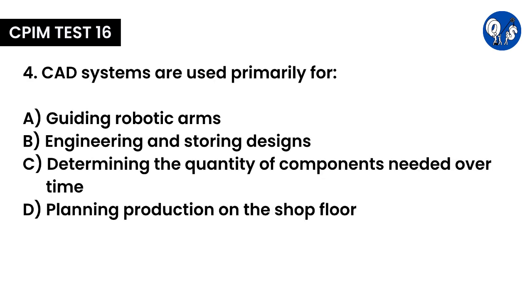Question number 4. CAD systems are used primarily for A. Guiding robotics arms, B. Engineering and storing designs, C. Determining the quality of components needed over time, D. Planning production on the shop floor. Here the correct answer is B.